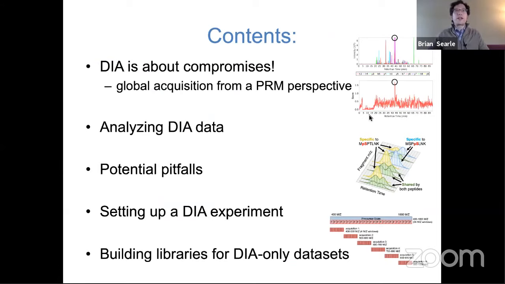So with that, I'd like to conclude that DIA is an excellent strategy, but it's all about compromises in these particular cases and making the right choices for what types of compromises you're willing to take. We talked quite a bit about analyzing DIA data and possible pitfalls of interpreting DIA data, specifically around post-translationally modified peptides, as well as sequence similar peptides. Then we talked about how you would best set up a DIA experiment, and finally, building these libraries for DIA experiments.